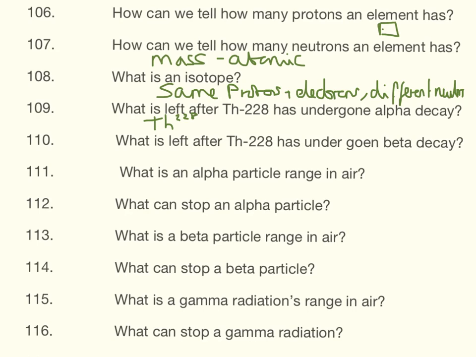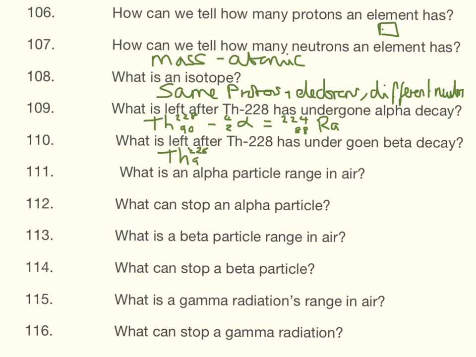Thorium-228, we're going to need to use a periodic table for this. And then we need to have 4, 2, because this is alpha decay. So 228 minus 4 is 224. 90 minus 2 is 88. So looking at our periodic table, we can tell that after alpha decay it's going to be radium, sorry.